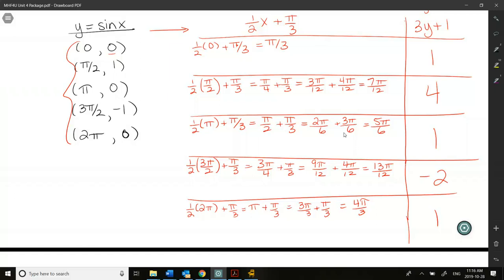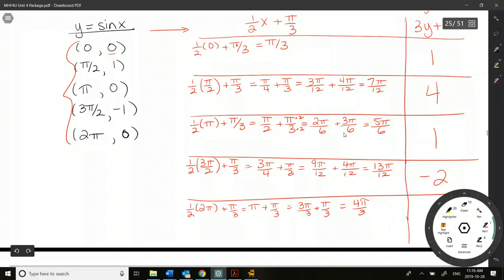Wait, where'd you get 3 pi over 6 for 1? So if I multiply this by 2, and this by, oh no, sorry, you're right. Common denominators? Yeah, but it should be 3 pi over 6 and 2 pi over 6 here. I just put them in the wrong order.